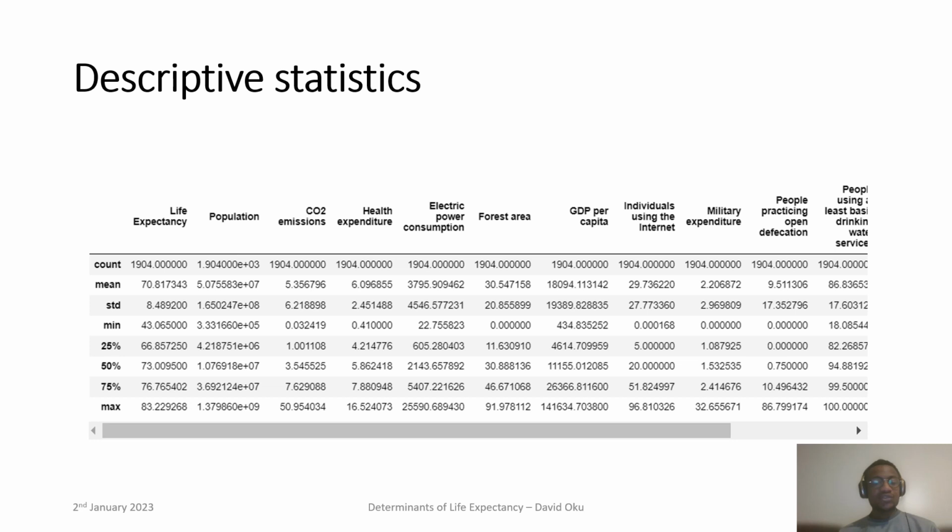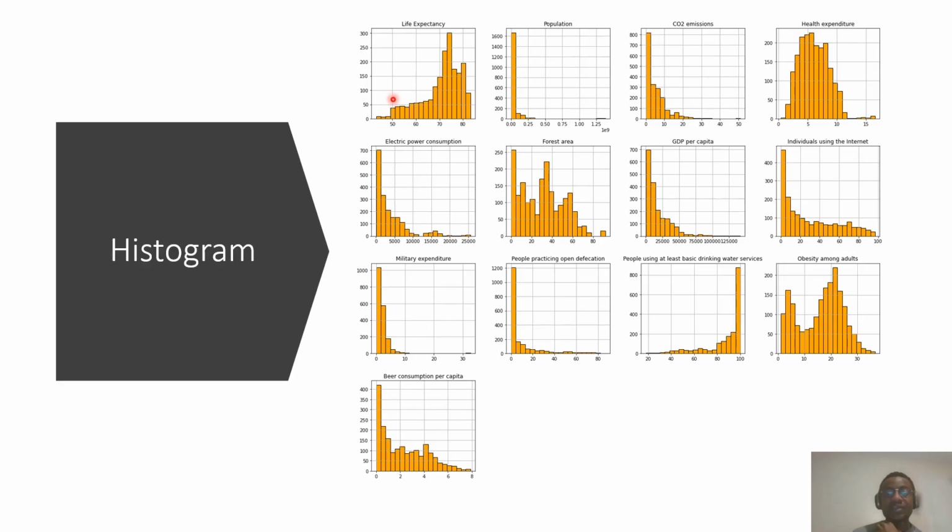I used df.describe to give a summary of the dataset, and we can see that the mean life expectancy of the population is about 70 years. The standard deviation, which indicates the variation from the mean, is about 8.4, and we can see figures for the 25th and 75th percentiles. Over here, we can see that 25% of the population have a life expectancy below 66 years, which is quite alarming.